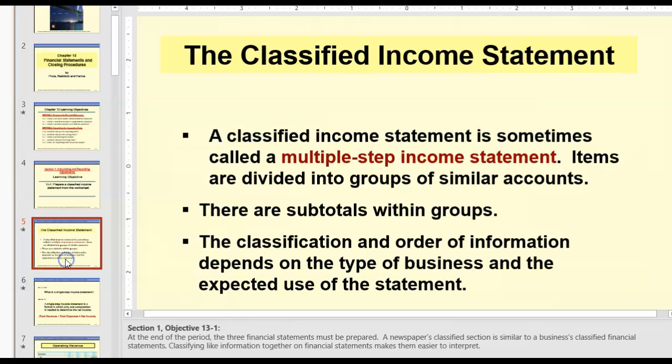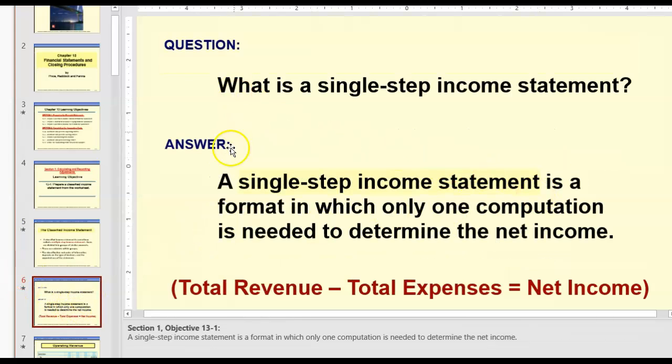Okay, so they're asking us to go ahead and look at what a multi-step income statement is, which is different than the income statement that you've done already. It's because there's little groups that it's broken down to. You always have your revenue minus expenses, but now it's broken down even further, so it looks a little bit different. We have what's called a single step income statement, which is what you've done this whole semester until now. Total revenue minus total expenses, net income.